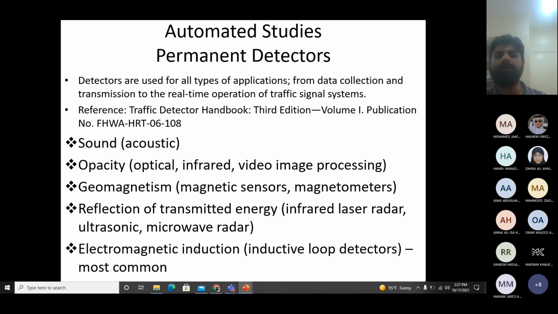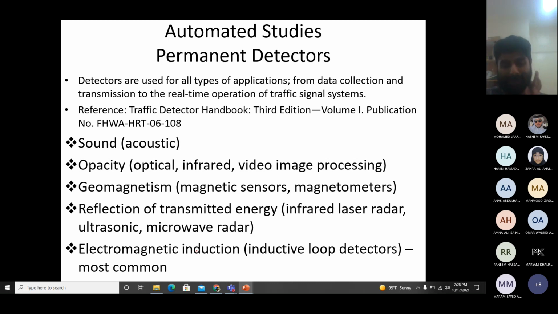Then we will discuss automated studies. The prime difference between semi-automated and automated studies is the type of detector. In semi-automated studies, we said we use portable detectors, portable devices like a road tube. Once the data collection is finished, you will take the sensor, roll up the tube, and take it with you to the office.